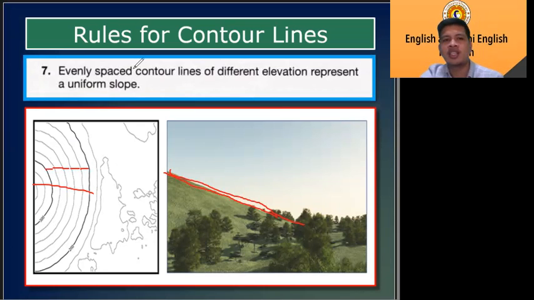Okay, so these are evenly spaced contour lines because there is a uniform slope. A gentle slope will be evenly spaced and wide apart. They're wider apart from each other. So that's the first slope.